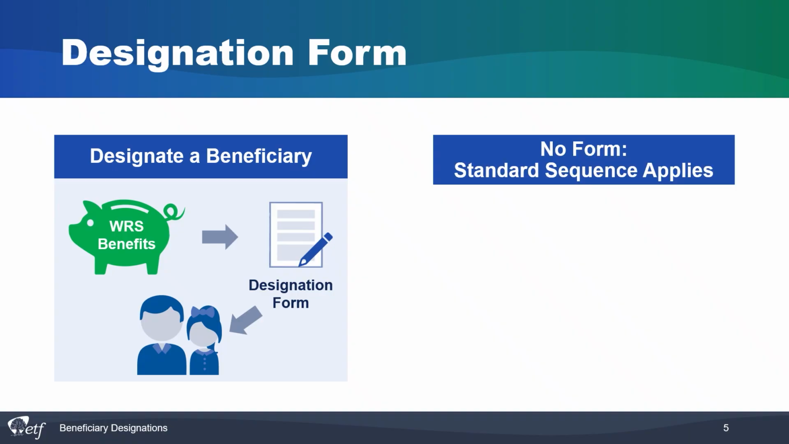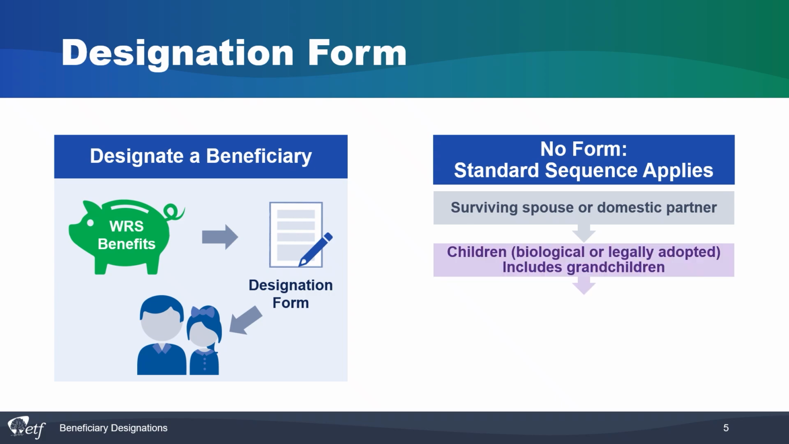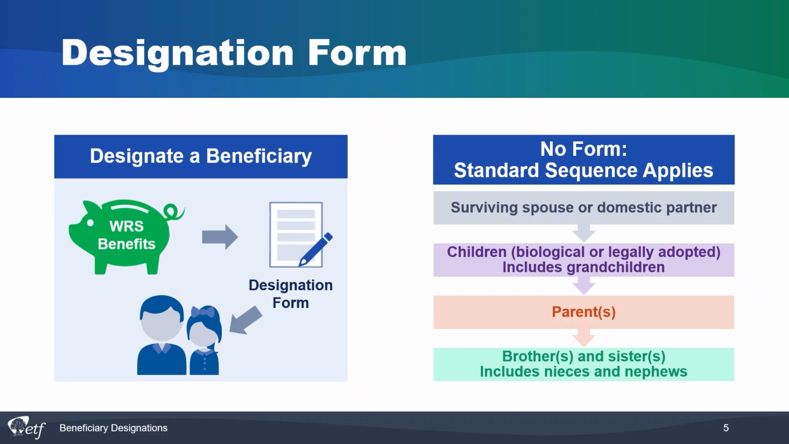If you do not complete a form, standard sequence is applied. Standard sequence is the order that your money will be distributed according to Wisconsin law. Payment is made to the first living person or people in this graphic and moves down the line until one is found. The first person to receive your benefits would be your surviving spouse or domestic partner. If they die or don't exist, then your children or grandchildren will receive equal shares of the benefit, and so forth. If there are no survivors identified through standard sequence, any death benefits will be paid to your estate.